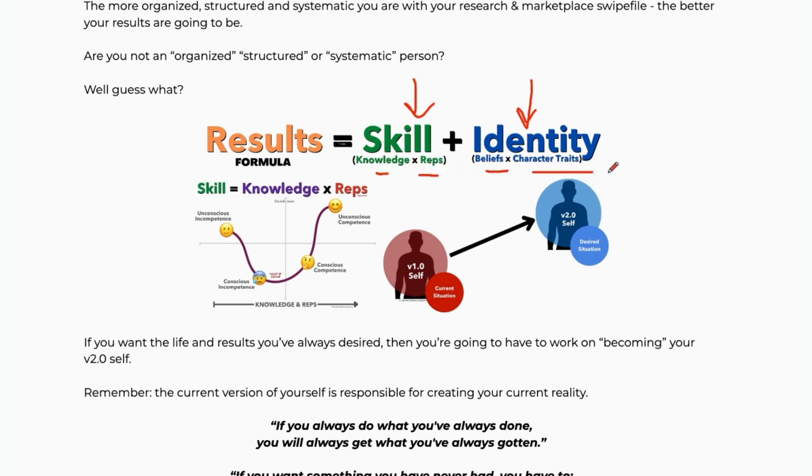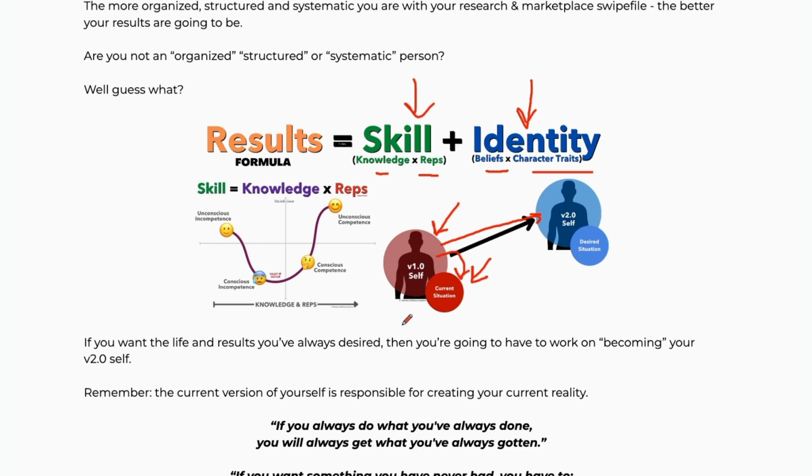And so if you are not yet the person who is systematic, who is disciplined, who is organized, well, guess what? No problem. Don't be afraid. That is just your version 1.0 self. That's your current situation that has been created by your version 1.0 self. And you can evolve using the becoming process that you've already learned, that you've actually been certified in, to be able to actually become your version 2.0 self.